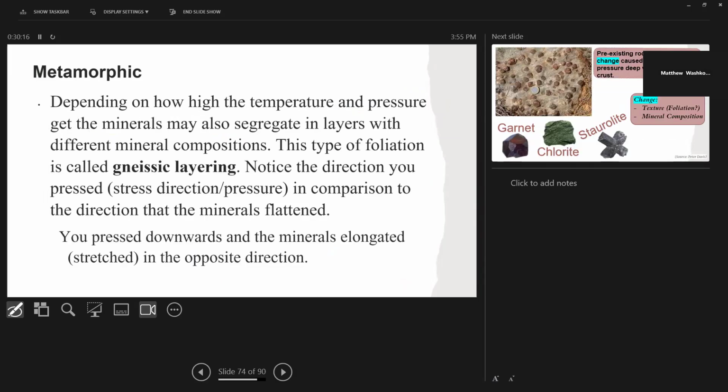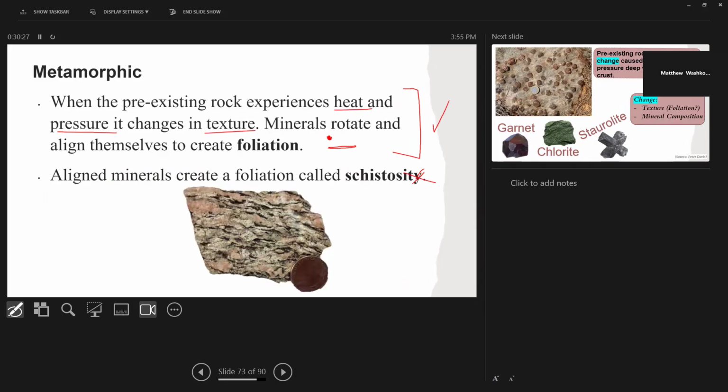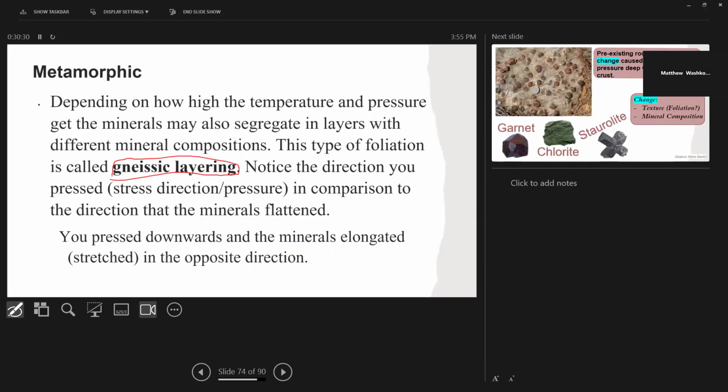So depending on how high that temperature and pressure gets, the minerals may also segregate in layers. This is called gneissic layering, and this is an example of it. If I apply pressure downwards into this, it is going to turn like that. If I squeeze sideways, what's going to happen? Probably going to go like that, right? So the direction you press creates an opposite direction elongation, okay?